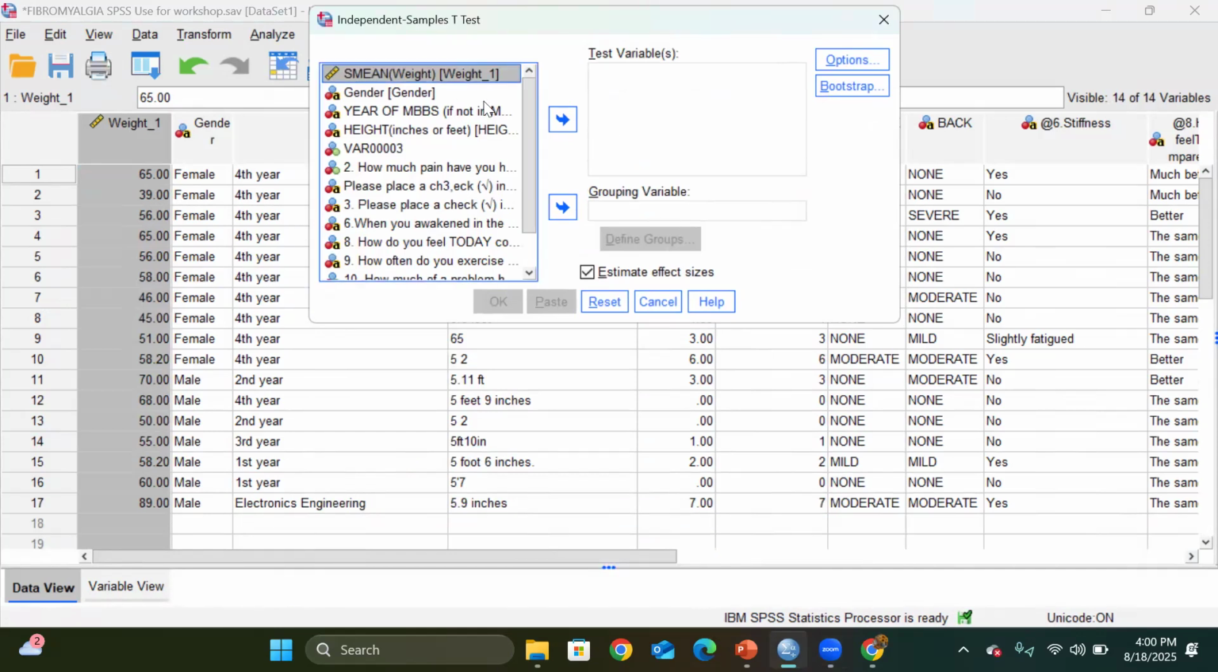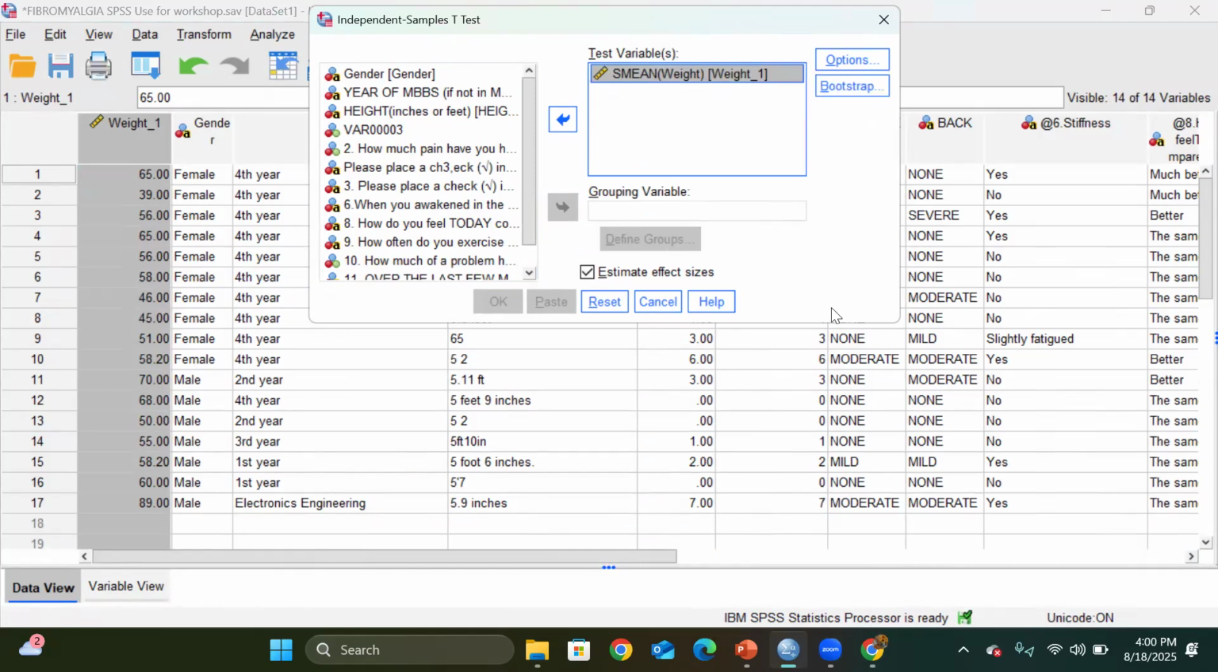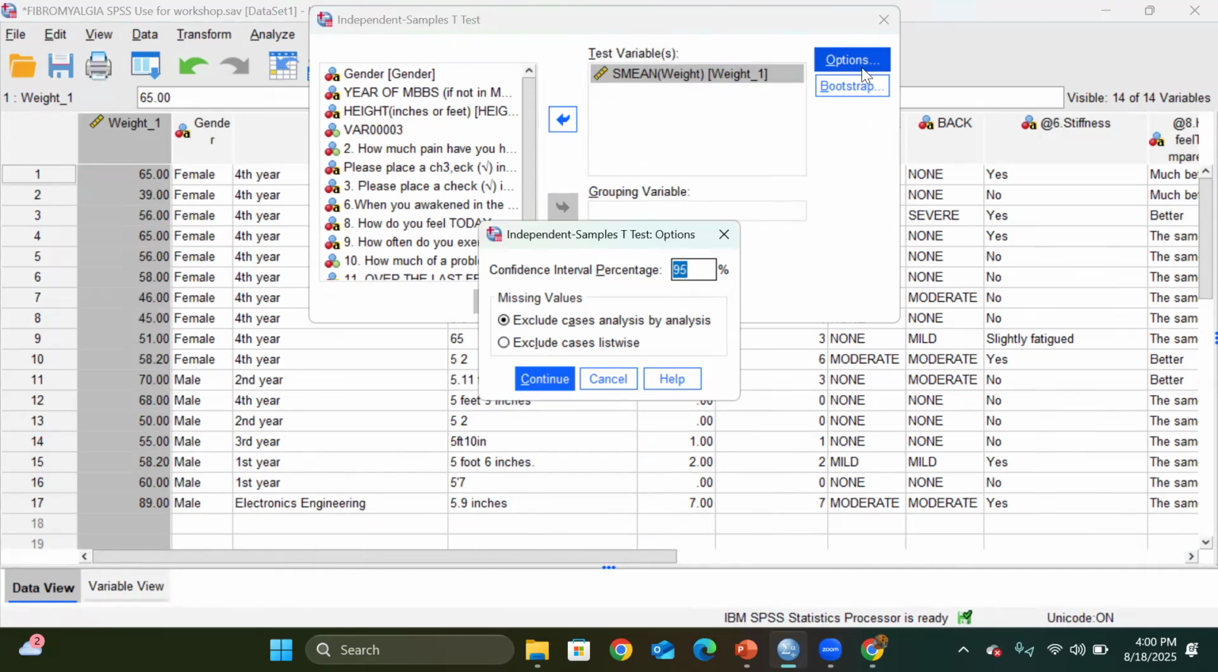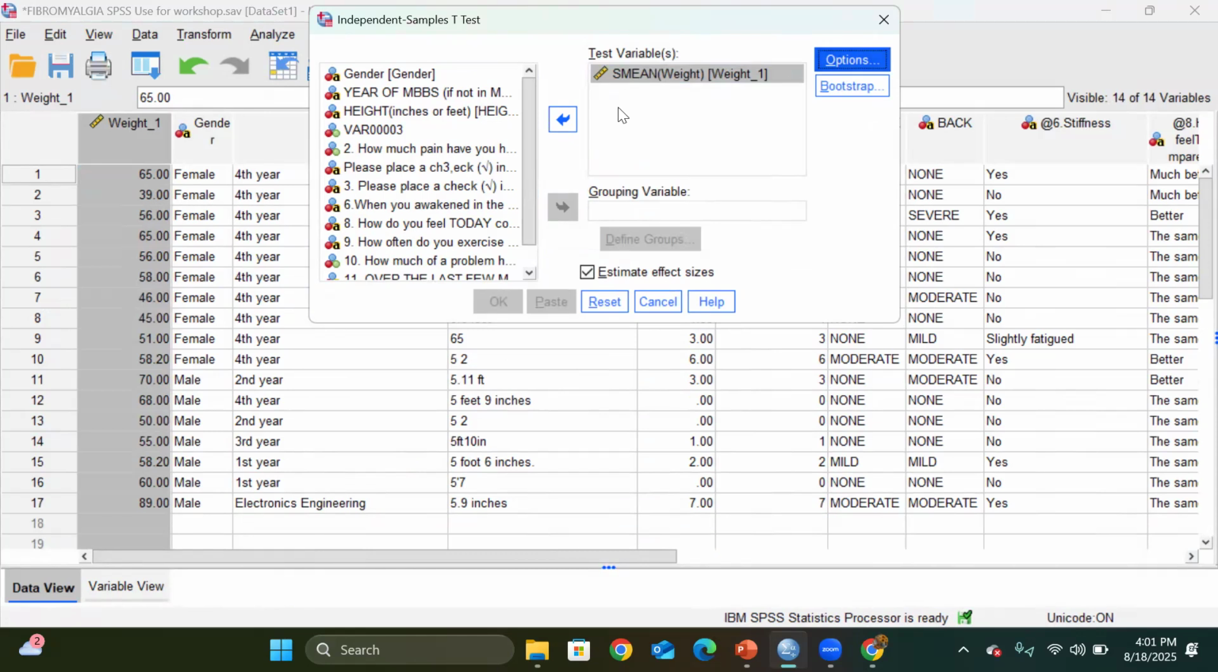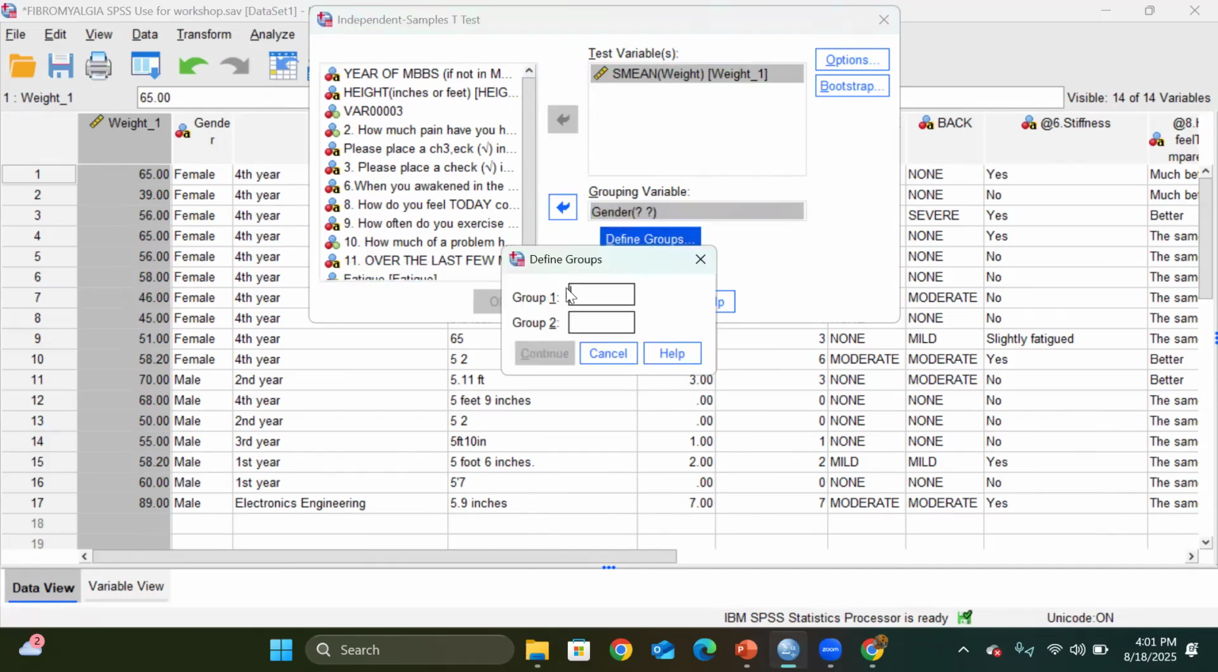And here we have the weight. And in options, the confidence interval we have kept at 95 because we have to keep it 95. In the test variable we have added weight, and in the grouping variable we will add gender. It's asking me to identify the genders. We wrote that group 1 is male and group 2 is female. You have to be case specific: however you have written it there, you have to write it here.